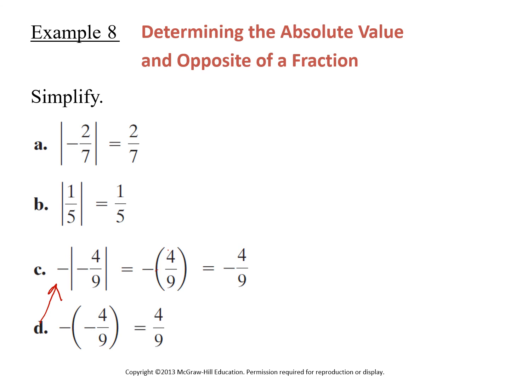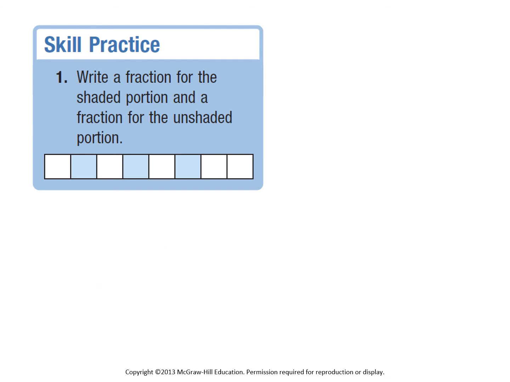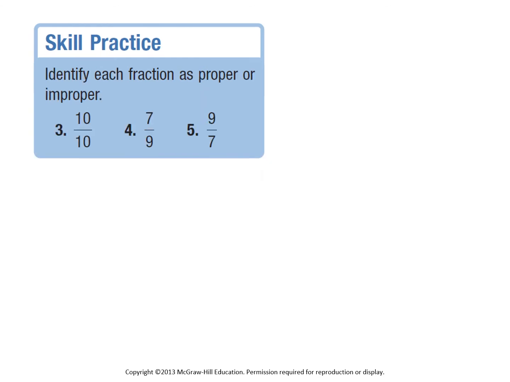And here we just have the opposite of the quantity, negative 4/9. So the opposite of a negative will make it a positive 4/9. And here are some skill practice problems for you to try.